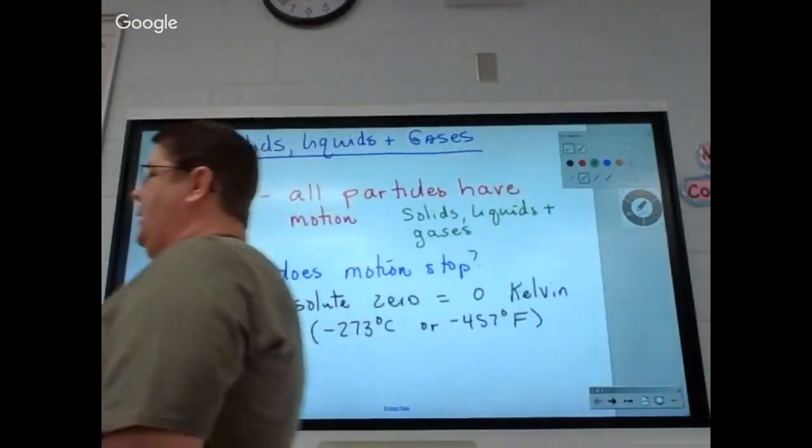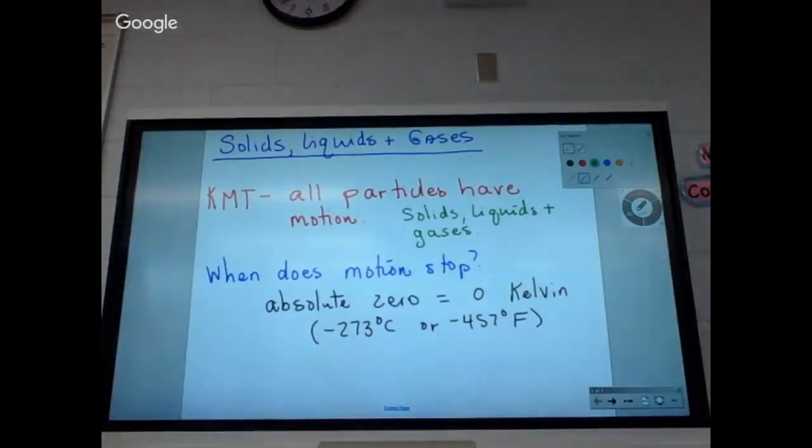Now, given that solids, liquids, and gases all have motion until you reach absolute zero, and I'm pretty certain we can all agree that we are not at absolute zero in this room, on the atom level, all of the particles in matter have motion. Okay? Now, if they all have motion, we need to talk about what kind of motion they have. Has everyone caught up? Tell me when you have.